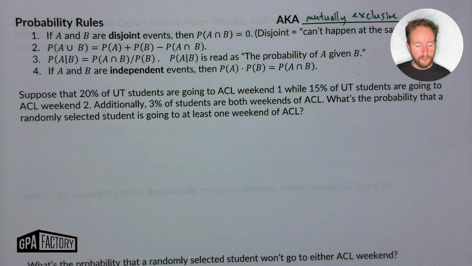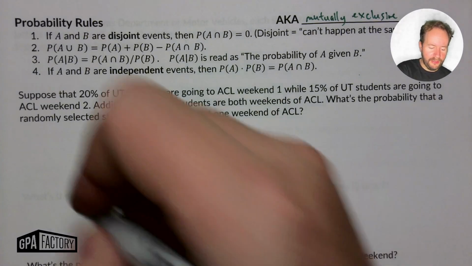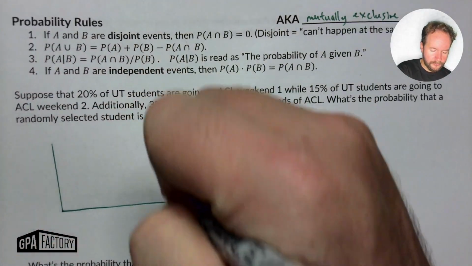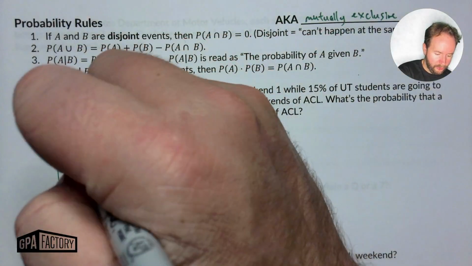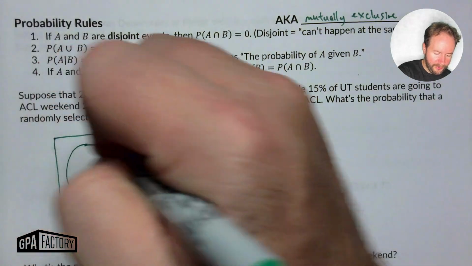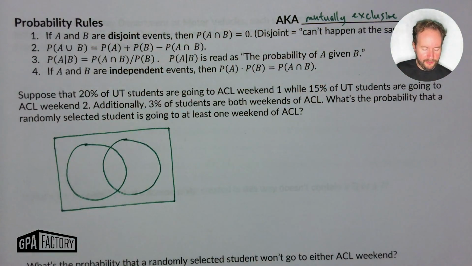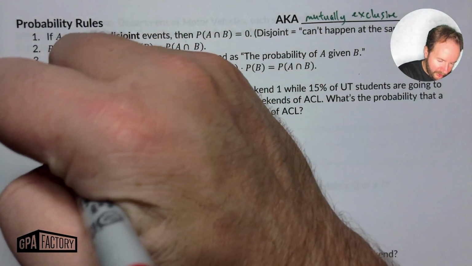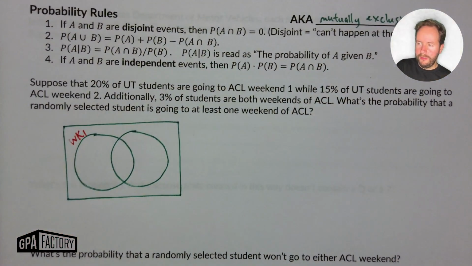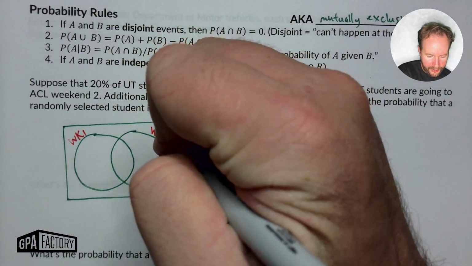So let's start with problem 1, on probability rules. Suppose that 20% of UT students are going to ACL weekend 1, while 15% of UT students are going to ACL weekend 2. Additionally, 3% of students are going to both weekends of ACL. So I'm going to draw some circles. I think the Venn diagram is super helpful here for this situation. And I'm going to say WK1 for weekend 1, and then WK2 for weekend 2.